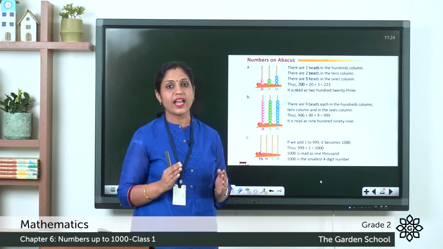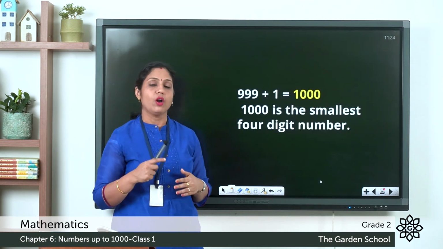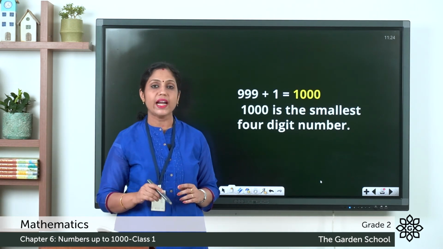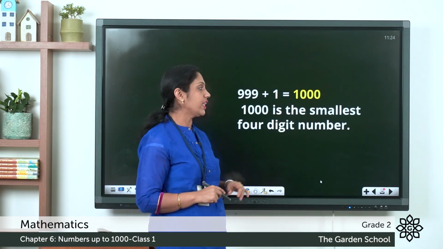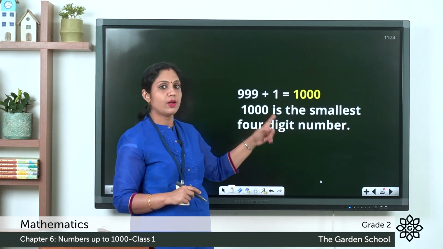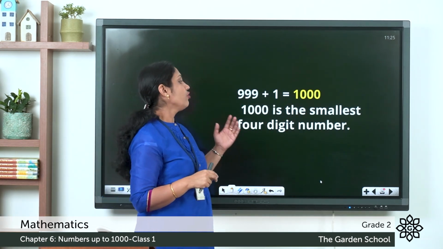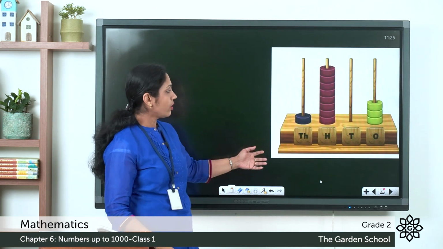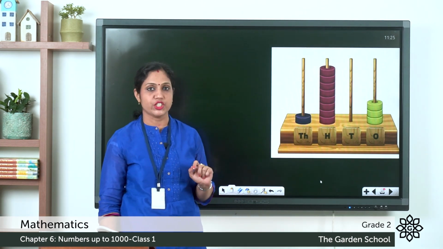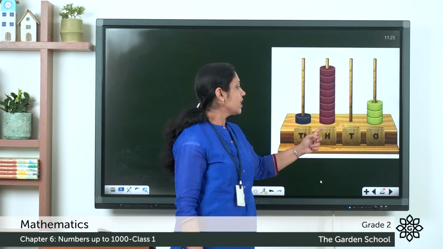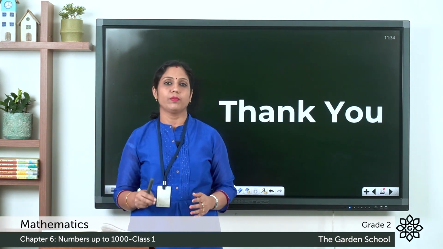So after the number 999, what will be the next number? It is 1000. We already learned that to get the next number, we have to add 1. So 999 plus 1 is equal to 1000, and this 1000 is the smallest 4-digit number. You can see ones, tens, hundreds, thousands. So 1000 is the smallest 4-digit number. So here also you can see ones, tens, hundreds, thousands. 1000 is represented by TH. So how do we read it? Ones, tens, hundreds, thousands. With this, we finish today's topic. Hope you all understood what was taught today. Complete the exercises. Thank you.